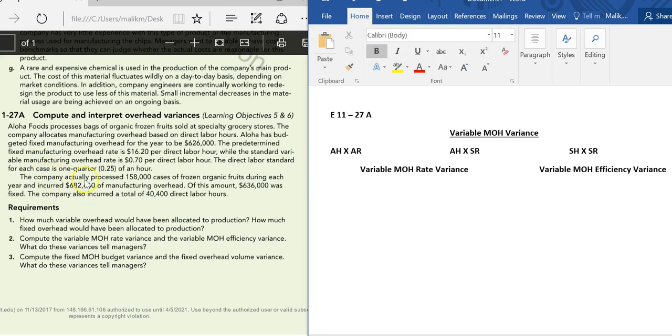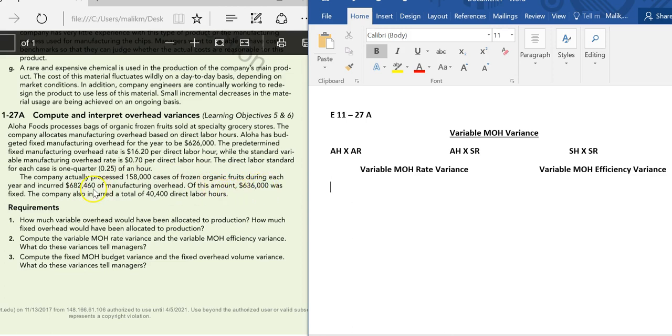So the company actually processed 158,000 cases of frozen organic fruits, and they incurred 682,460 of manufacturing overhead costs. So this 682,460 is actually the total manufacturing overhead cost, and of this amount 633,000 was the fixed portion. That means this is our total overhead, and out of this 636 is the fixed portion.